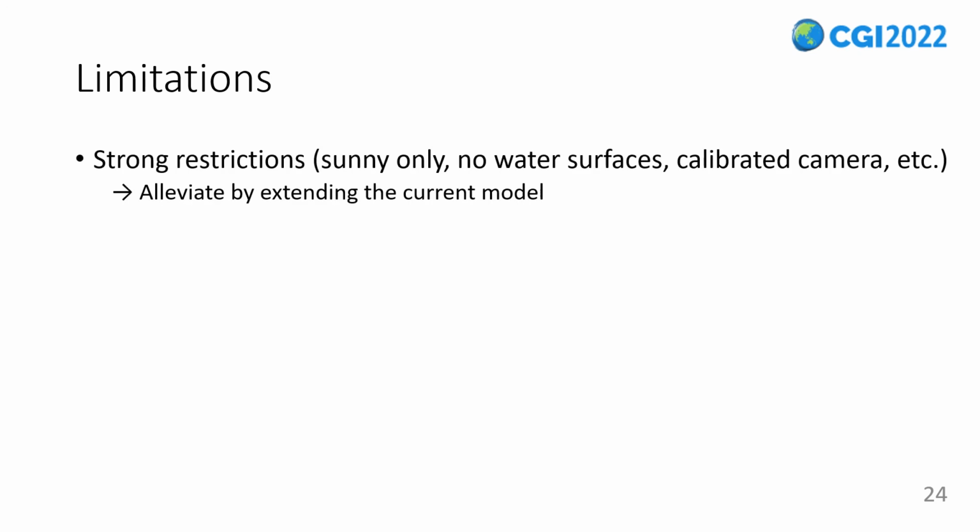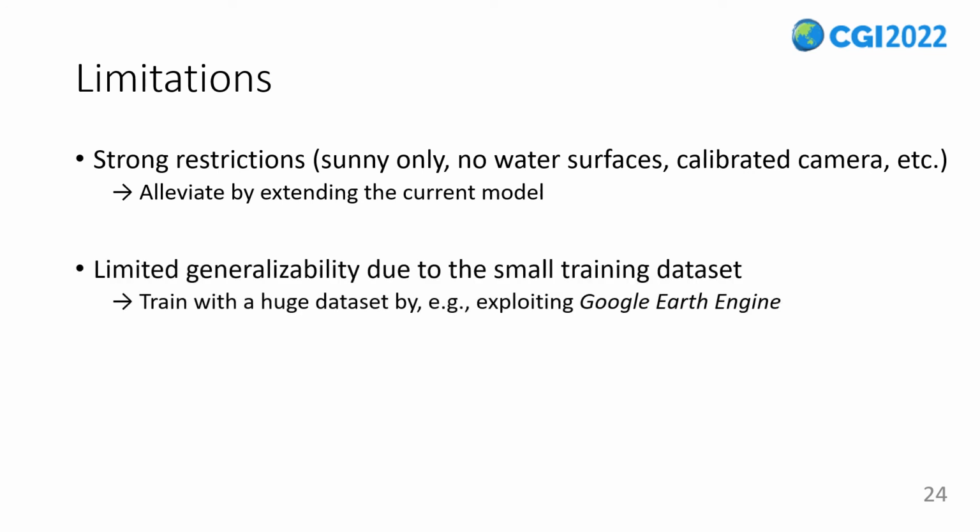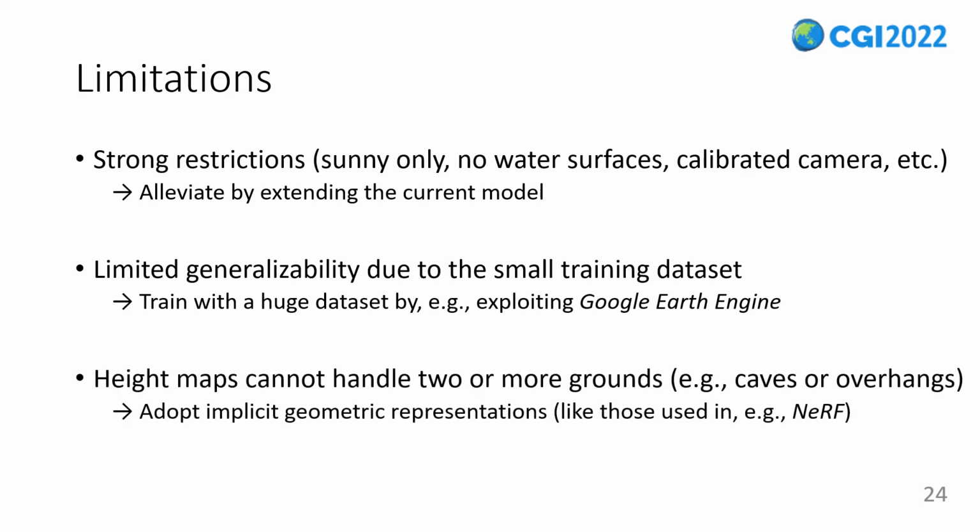Our method has several limitations. First, our work is still in a proof of concept stage with strong restrictions. We want to alleviate them by extending the current model. Next, our model has limited generalizability due to the small training dataset. For this, we want to enrich our dataset by, for example, exploiting Google Earth Engine. And our current shape representation, height maps, cannot handle two or more grounds per pixel. This limitation would be addressed by adopting implicit geometric representations.